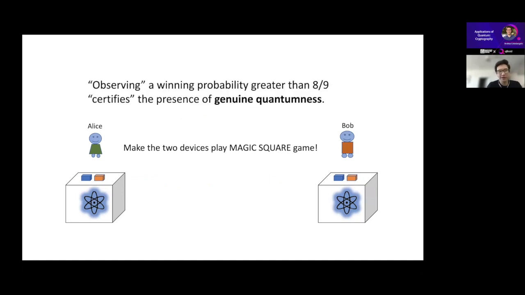If they observe that the 2 devices win with a fraction noticeably higher than 8/9 of the times, then they are statistically confident that there was indeed some entanglement between the two devices. So despite being classical, and this is the remarkable part, Alice and Bob are able to certify the presence of genuine quantumness.